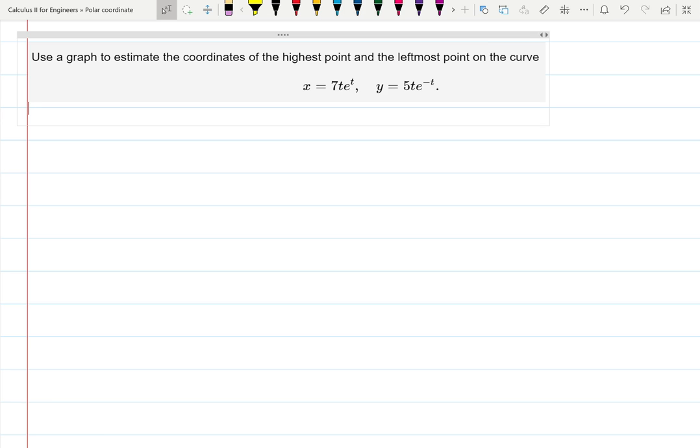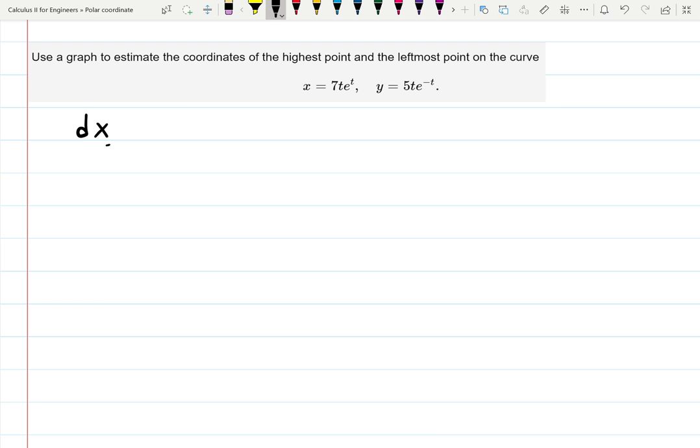Welcome to the video where we're going to work on the example with the parameter t, and we are asked to find the highest point, leftmost point, and also horizontal and vertical asymptotes. Since we are asked to find the highest point and leftmost point, we will need to check both derivatives of x and y with respect to t. So let's just find those.